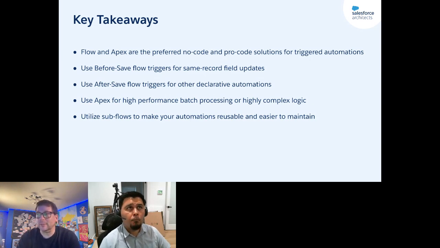And then utilize subflows to make your automations reusable and easier to maintain. And this actually ties in with our well-architected framework, where we talk about composability and designing good automations. So there used to be a rule that everyone would know about, and it's even in a lot of our documentation, where we would talk about one automation per object. That's all that you should ever do.